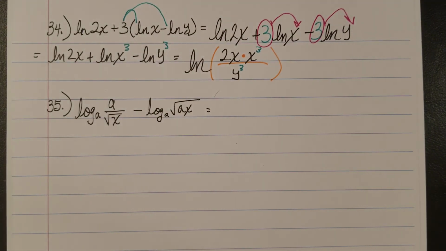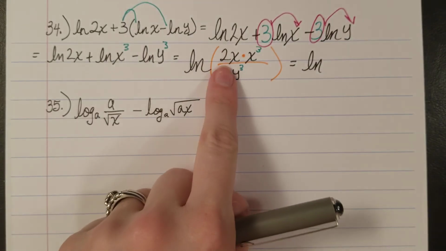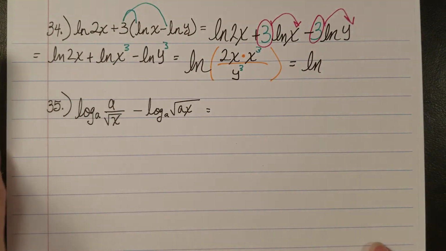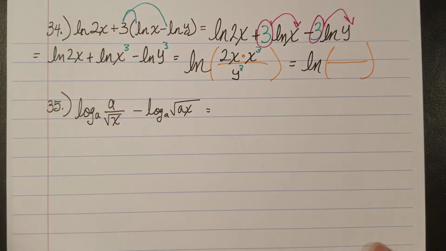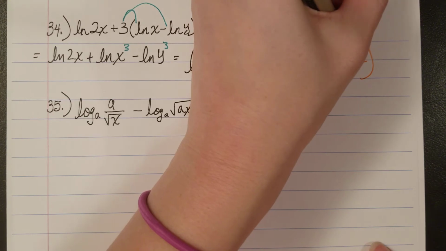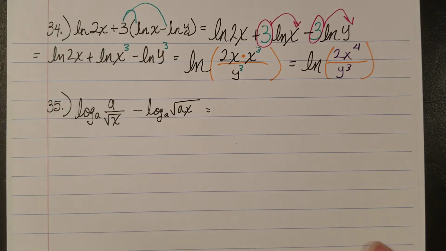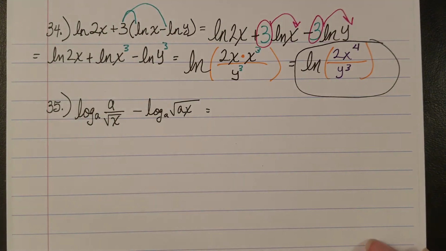And then finally we can actually combine. So x times x cubed is going to make that x to the 4th. So 2x to the 4th over y cubed. All right, and that is my final answer.